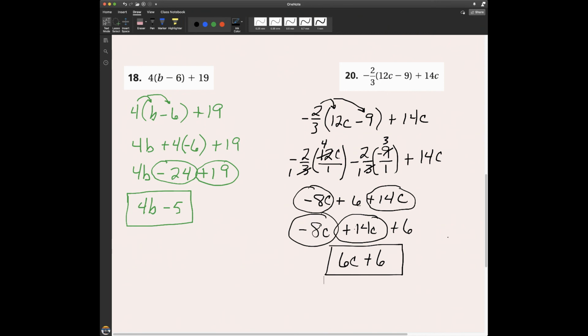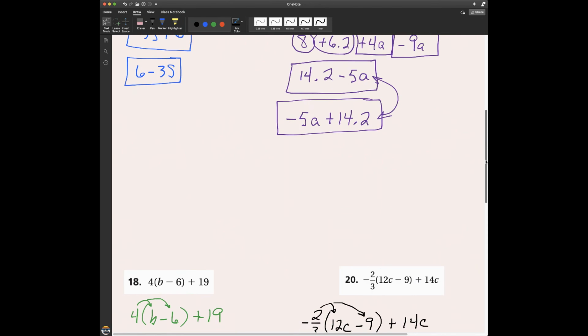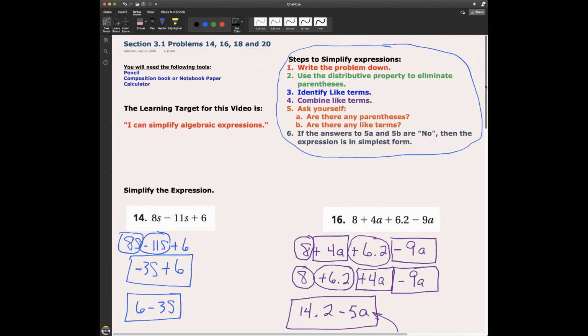So that's what we have for this video. I know it's a little longer than I like for videos when I'm working out problems, but this section is so important. It is so important that you understand and feel comfortable in simplifying algebraic expressions. So you're going to get a lot of practice in doing this. So that's it for now.